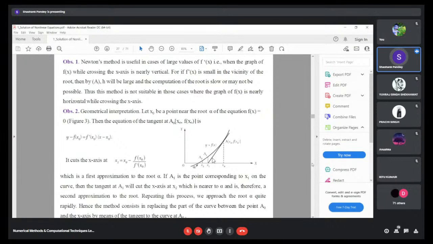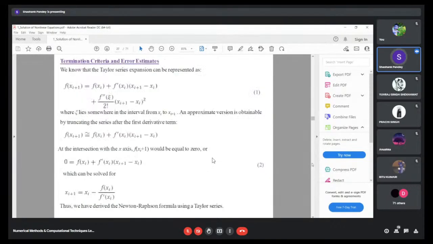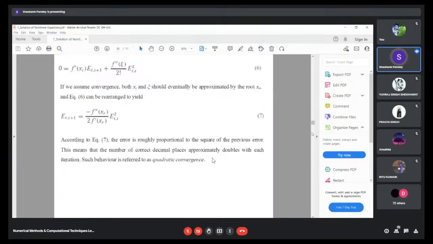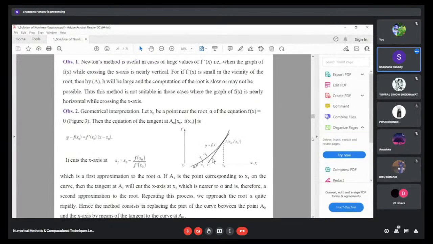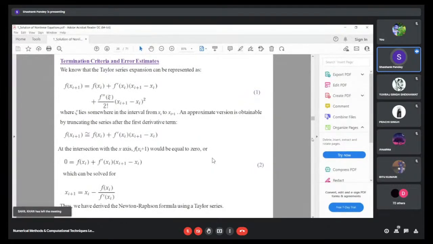We can write this expression in a more general manner, in the form x(i+1) = xi minus f(xi) upon f'(xi), at the ith iteration. That is, the value of the root xi, the value of the function at the point xi, and the value of the derivative of the function at the point xi. So this is one way of deriving the Newton-Raphson method, the analytical method.